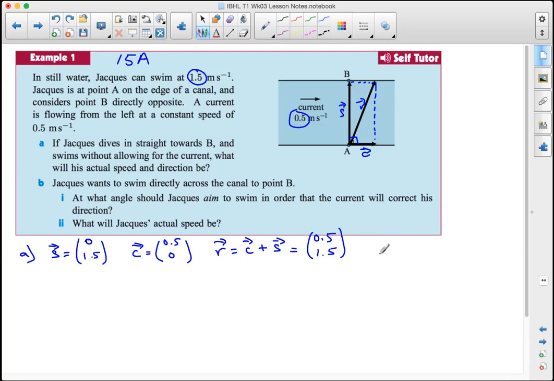And now what we want to know is the length of the resulting vector, which we could have found by using Pythagoras here, because it's just a right-angled triangle, but we can find it by just calculating the length of the vector, which is the root of 0.5 squared plus 1.5 squared. And the answer there is going to be 1.58 meters per second.